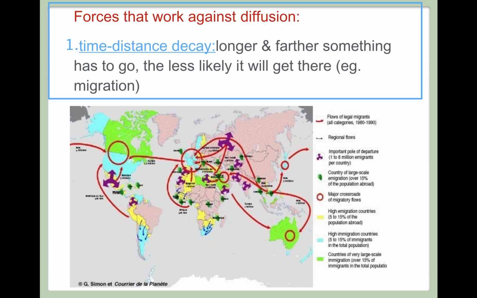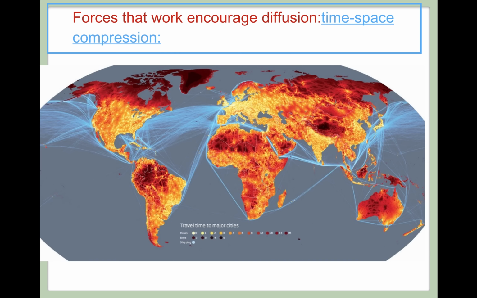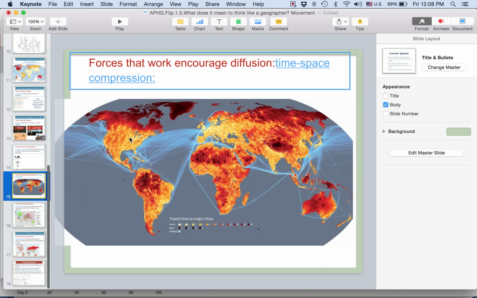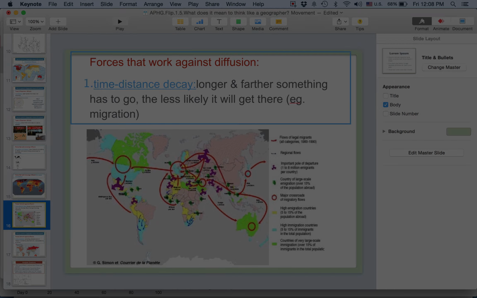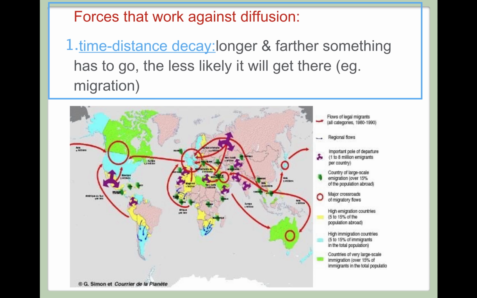So if this is true, that the longer and farther something has to go, the less likely it is to get there, then that works against diffusion. This isn't too terribly difficult of a concept to understand. Here we are in Washington, D.C. It costs us significantly more money to go over here to, say, Western China, than it would to go down here to the Yucatan Peninsula, Cancun, remembering of course that the world is round. You can see that the patterns and preferences of people influence time distance decay. The farther away something is, the less likely they're going to experience that.